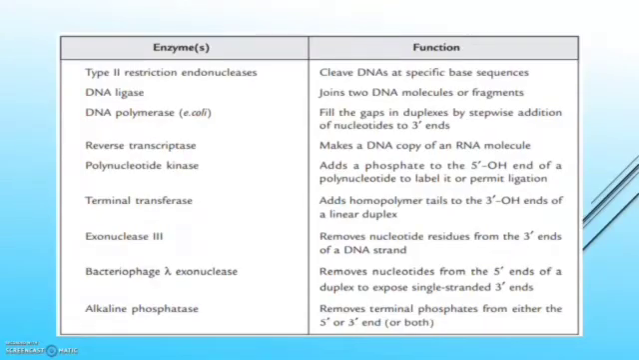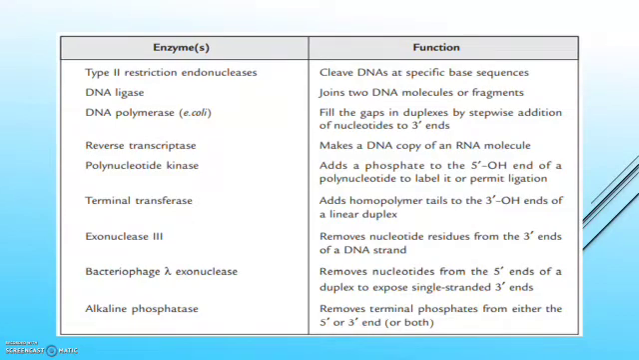In addition to this, there are many other types of enzymes which are used in minor applications, and one such is DNA polymerase. This DNA polymerase fills the gaps in duplexes by stepwise addition of nucleotides to 3' ends. The next one is reverse transcriptase, which makes a DNA copy of an RNA molecule. The next one is polynucleotide kinase. This adds a phosphate to the 5' OH end of a polynucleotide to label it or permit ligation. Terminal transferase adds a homopolymer tail to the 3' OH ends of linear duplexes. And exonuclease III removes nucleotide residues from the 3' ends of a DNA strand.